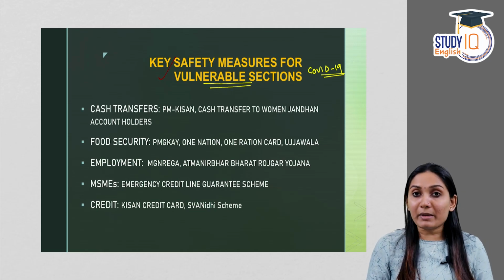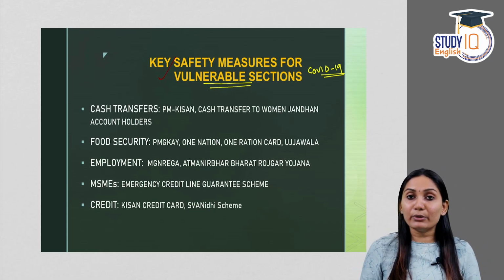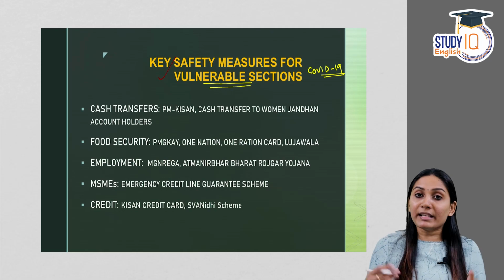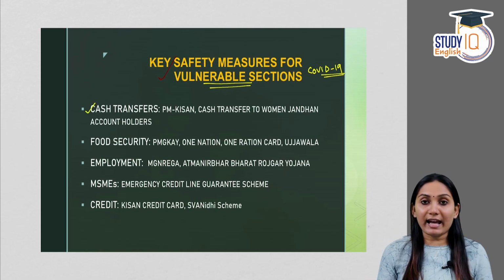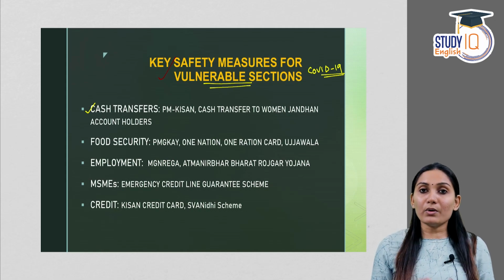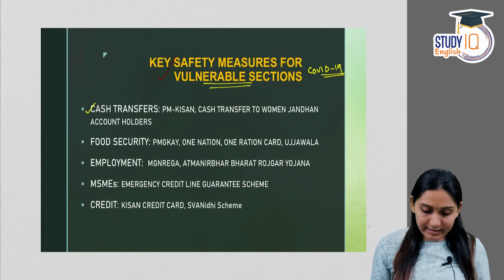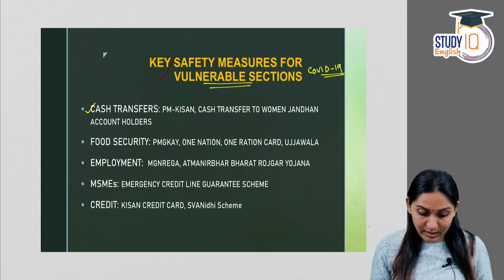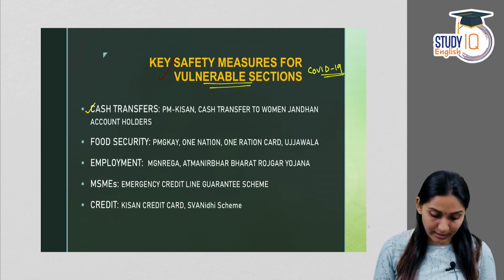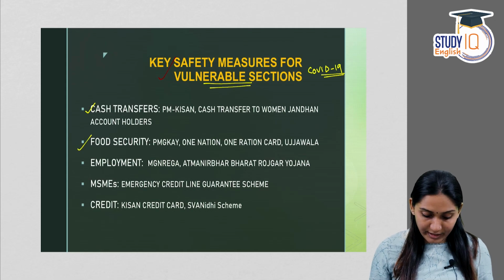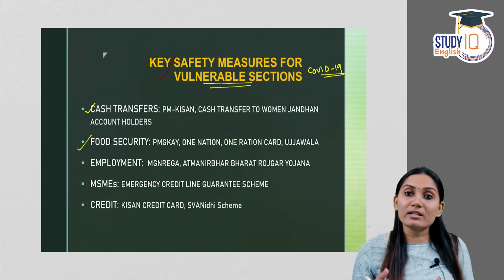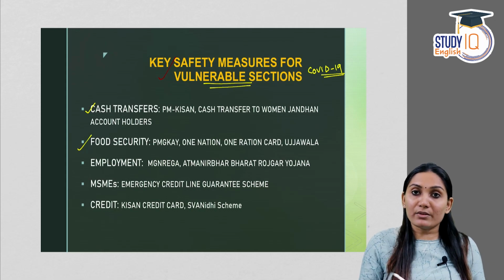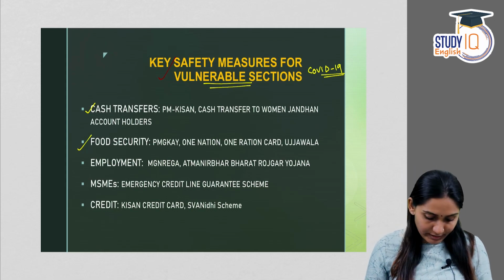The key safety measures that the government has taken during the COVID-19 pandemic can be broadly divided into certain categories. The first one is cash transfers, those schemes where cash was directly transferred to the beneficiaries' accounts. Before that, we'll just see the categories of schemes. Second one is food security schemes, where the government tried to ensure food security because food is a basic minimum necessity.